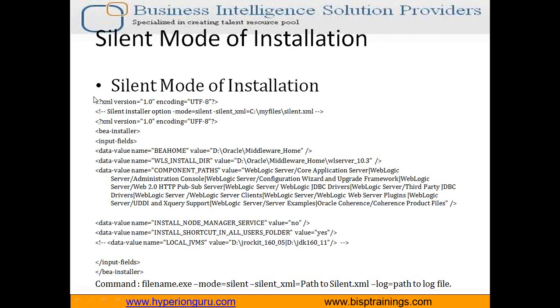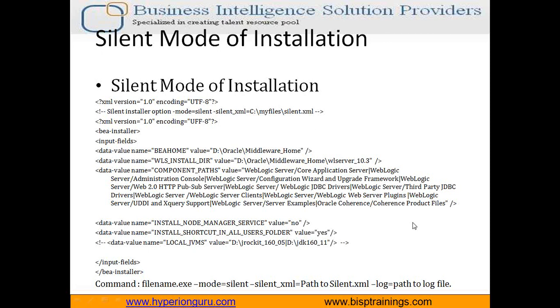And this is silent.xml. It looks very simple, very small, but it will do the whole job of installing. And this is the command: the file name.exe -mode=silent -silent_xml=path to the silent.xml file, and you can specify some kind of log location. Because you don't have any kind of interaction, right? So you need to make sure the installation was successful or not, right?